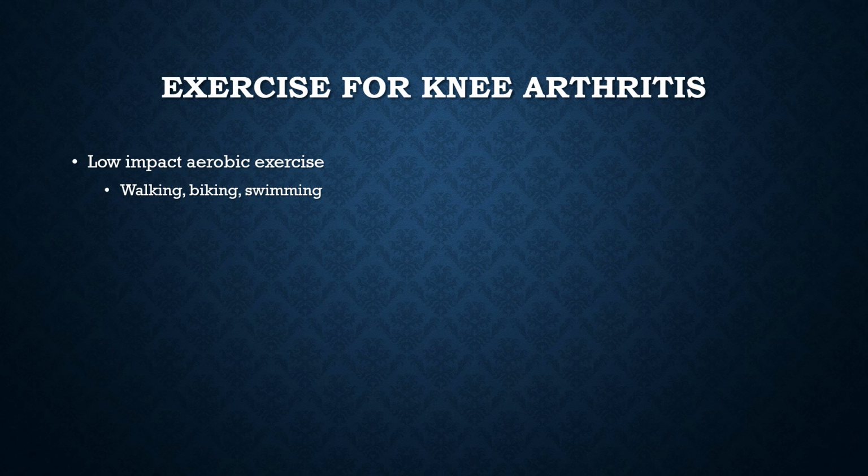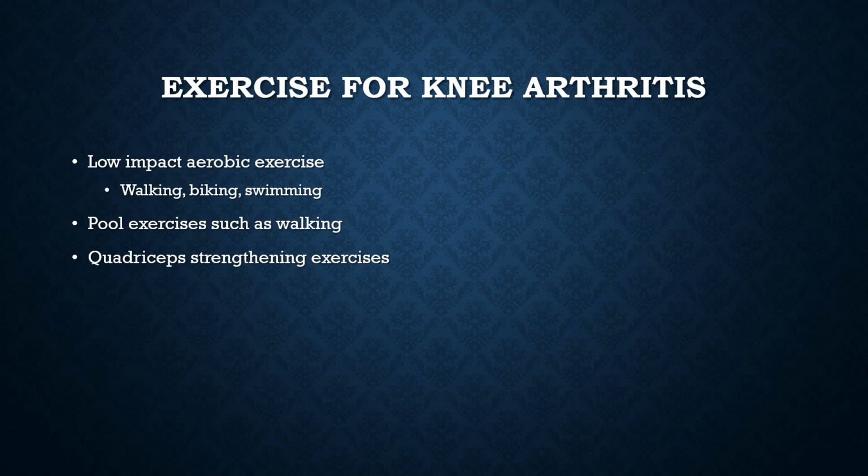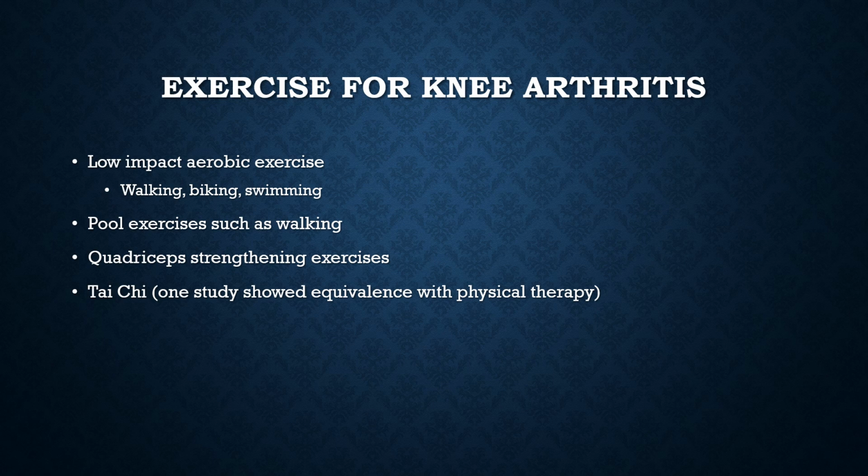What kind of exercise should you do for knee arthritis? Well, low impact aerobic exercise is good, such as walking, biking, or swimming. Pool exercises are good as this takes the weight off the knee, so you could walk in the pool, for example. Quadriceps strengthening exercises. Tai Chi. Actually, one study showed equivalence with physical therapy. And yoga. You should avoid running and step aerobics.